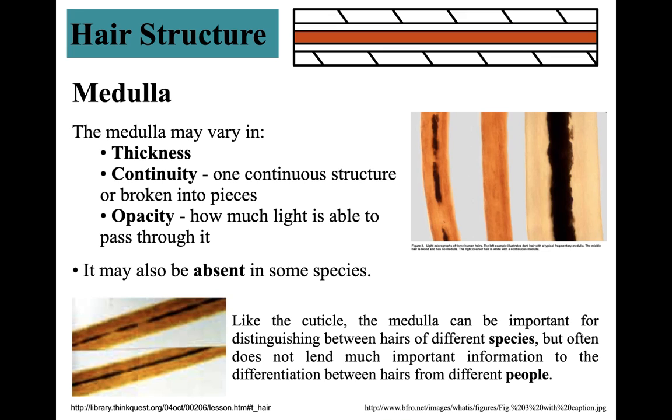The medulla may vary in thickness, continuity, whether it's one continuous structure or if it's broken into pieces. So the one on the far right would be continuous, and the one on the far left would be broken into pieces. It varies in its opacity, how much light is able to pass through it. And in some species, it is absent. So, like the cuticle, the medulla can be important for distinguishing between hairs of different species, but will not help much when you're trying to differentiate between hairs of different people.